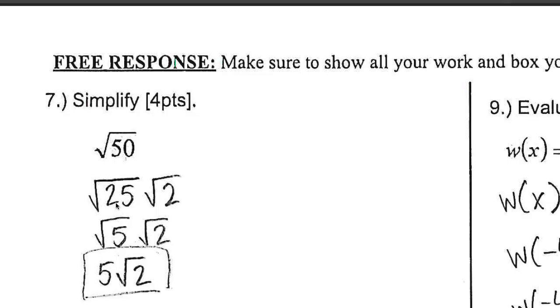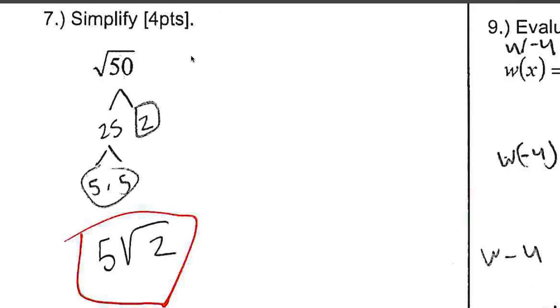This one's a good job. Radical 25 times radical 2. This part they should have had not inside the radical, but this is the correct answer. I wanted to show you this one that I had to box their answer, so they probably got a -2 for being messy.